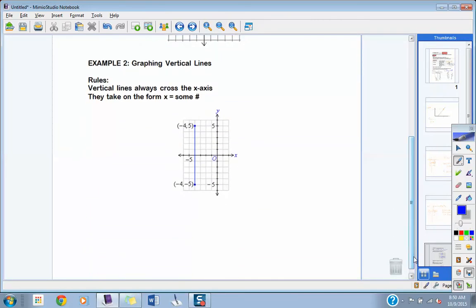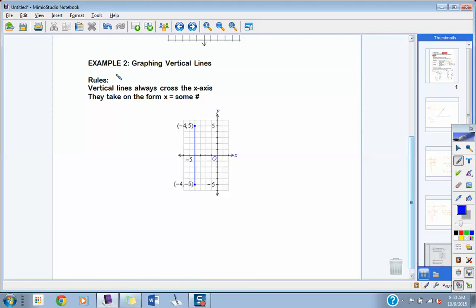Well, guys, if horizontal lines cross the y-axis, what are vertical lines going to cross then? Which axis is this vertical line right here in blue going to cross? This vertical line crosses which axis? Okay. What's the x value in this point? What's the x value in this point? What do you think the solution or equation for this vertical line right here is? X equals what?